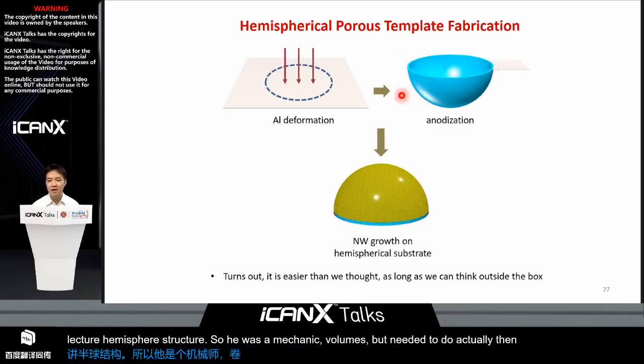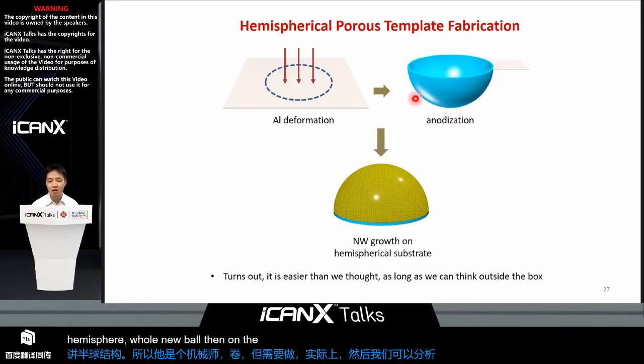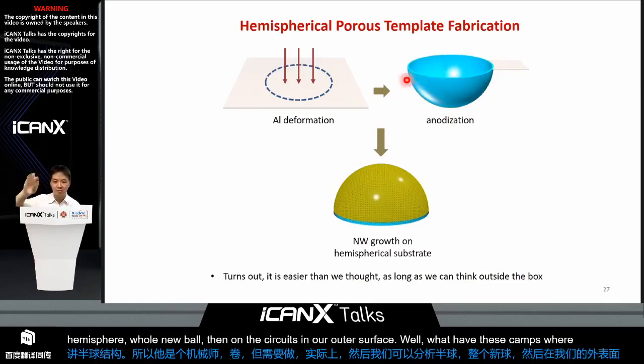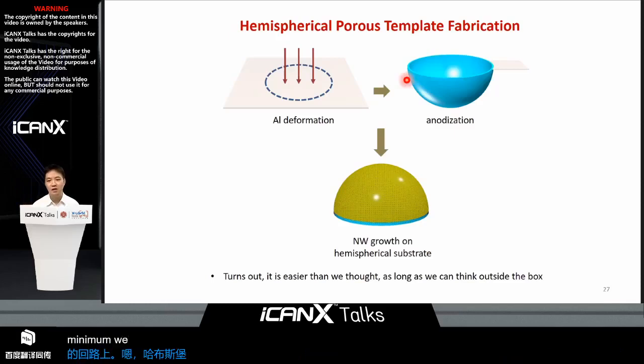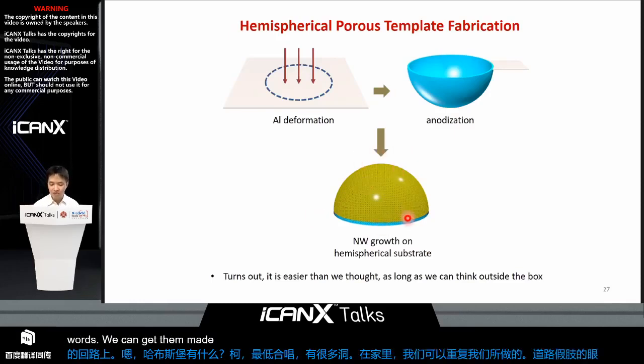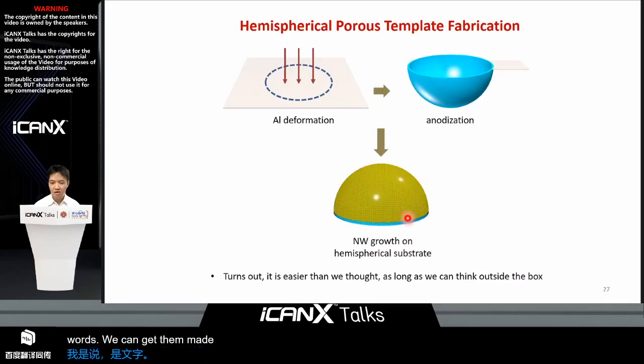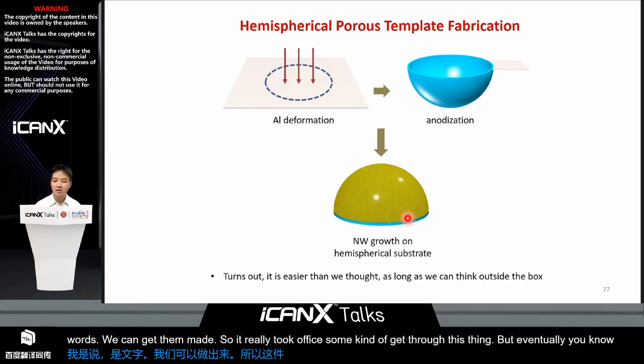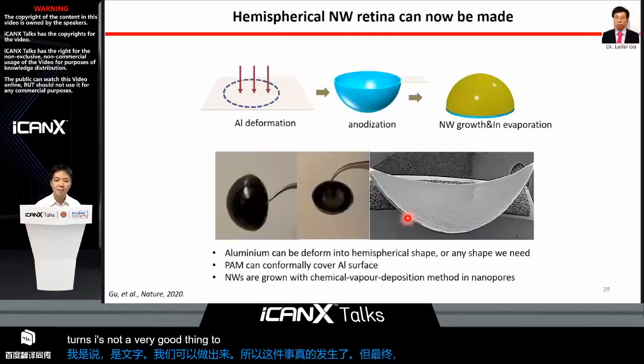Then we can anodize this hemispherical aluminum bowl. Then on the inner and outer surface, we will have this hemispherical porous aluminum oxide membrane with many, many holes. And inside the holes, we can repeat what we have done, grow the perovskite or other nanowires, and we can get the nanowire artificial retina. So it really took us some time to get to this stage, but eventually, it turns out it's not a very difficult thing to do.